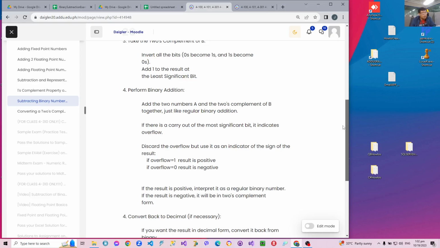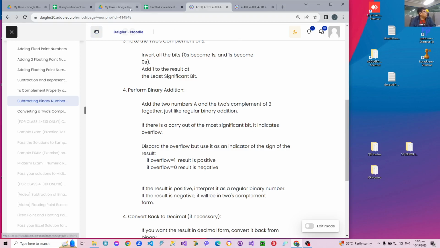However, we are going to use it as an indicator of the sign of the result. If the last overflow is 1, the result is to be treated as positive. If it's 0, it's to be treated as negative. And then to check our answer, we can convert it to decimal.